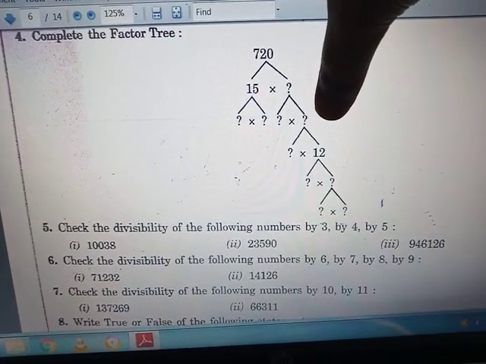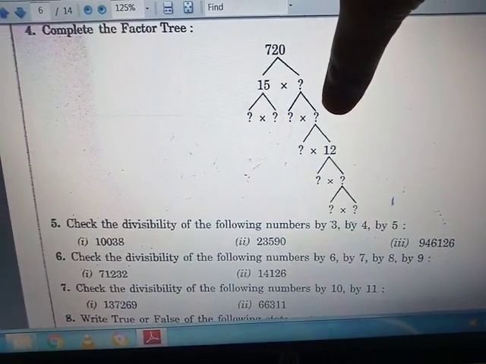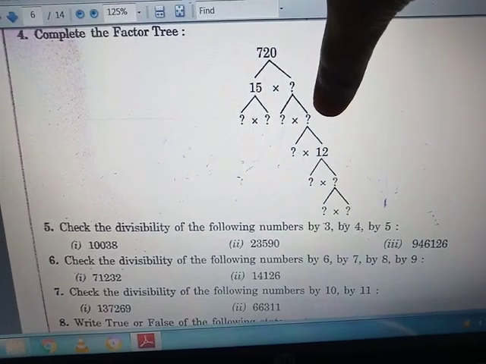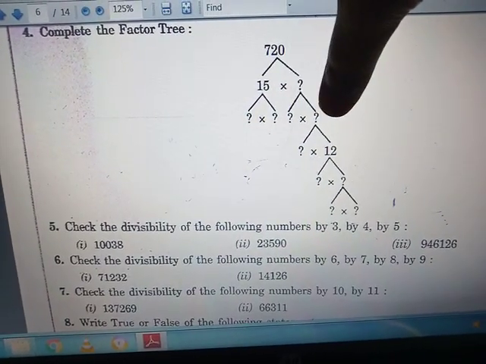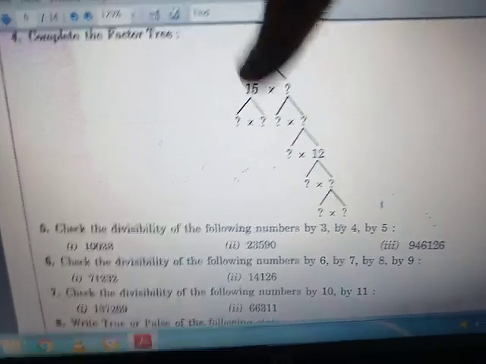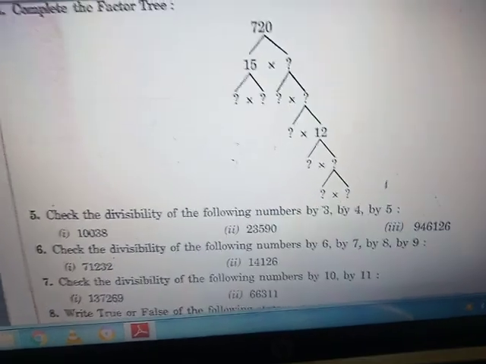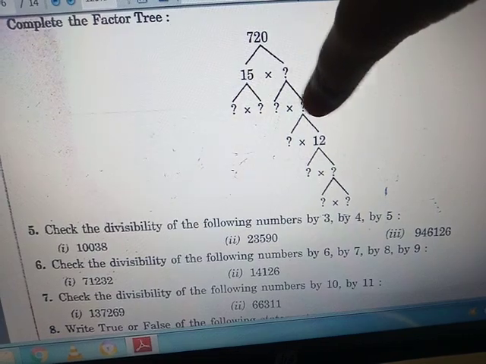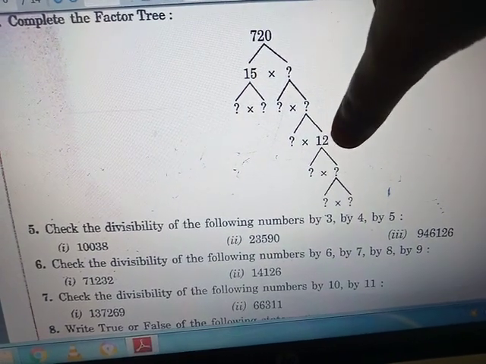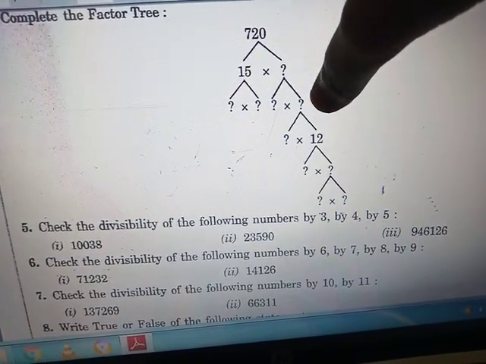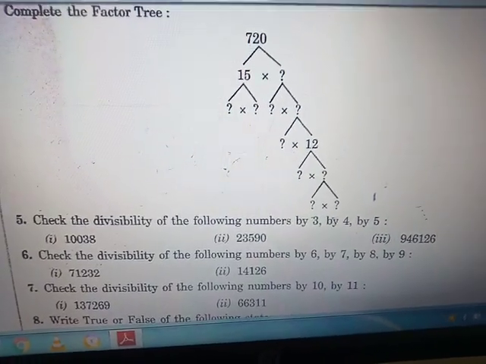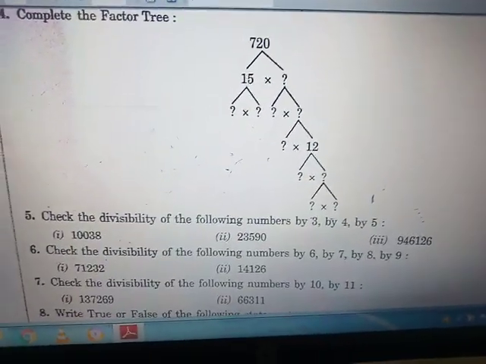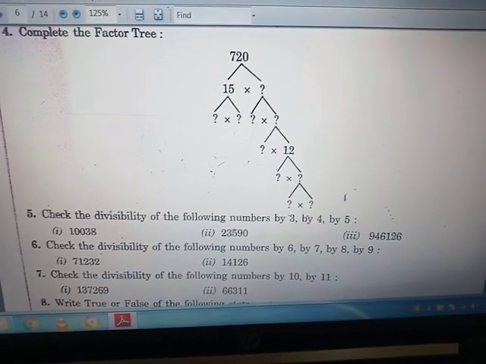So you will write the factors of 48, that is 6 and 8, since 8 sixes are 48, you can write 8 and 6 here. Or 24 into 2, which is 48, and here it is 12, 12 twos are 24. In this way you have to write the answer for this factor tree.